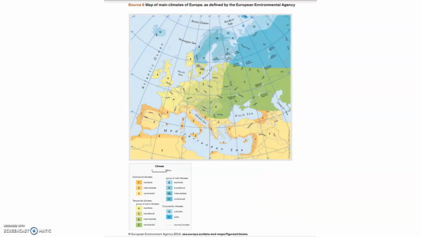And then our last source that we're going to be analyzing and discussing and answering questions about in class is source 6. And this source is showing Europe, but now we're looking at the main climates of Europe. And so again, when we look at this source, we're able to see that there are patterns in Europe related to climate.